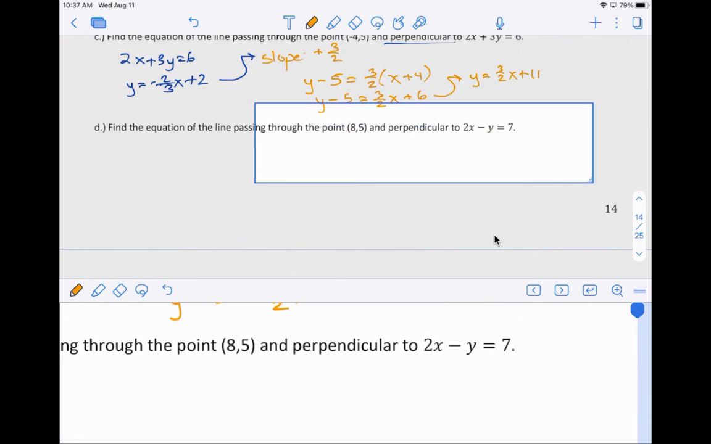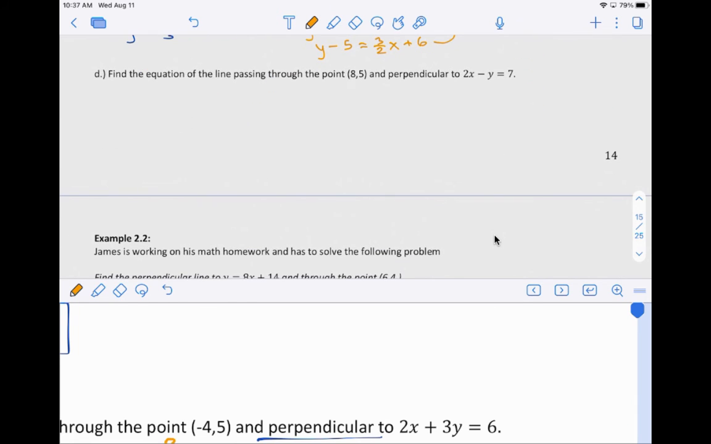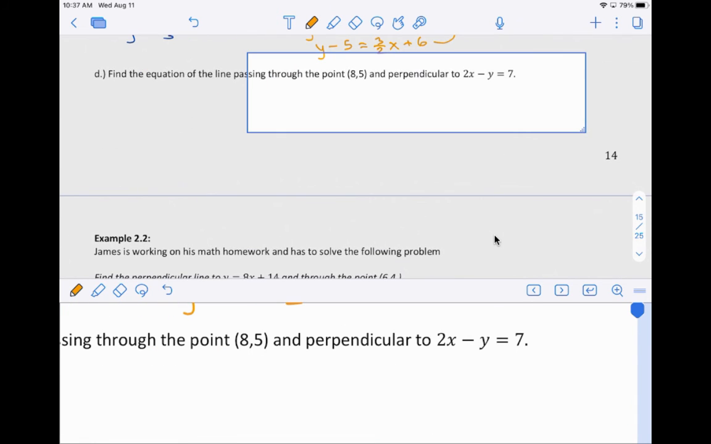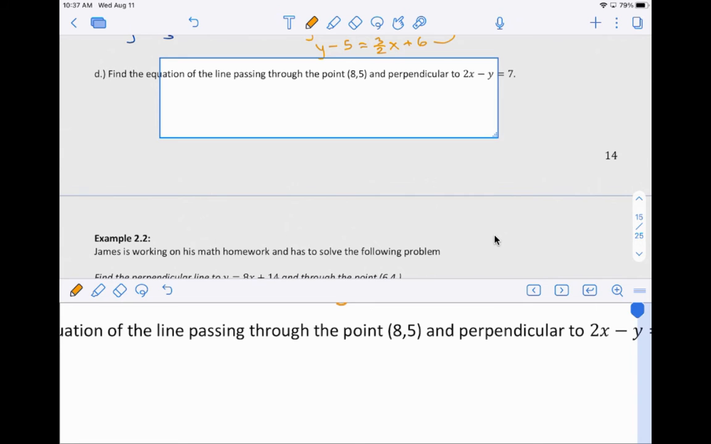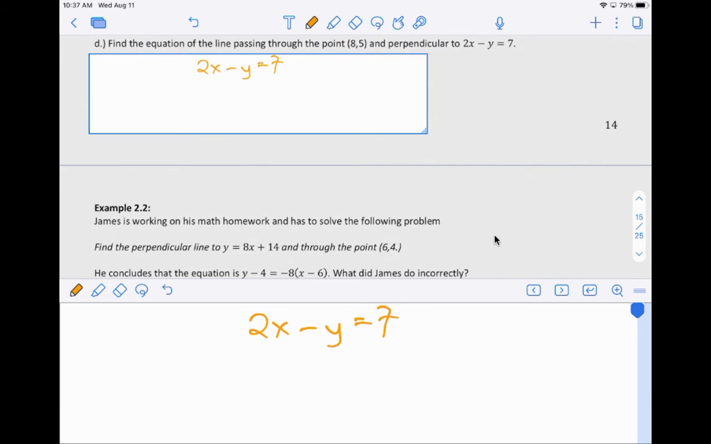Try this last one on your own. You're given a very similar situation. It's even in standard form again, so we'll go through the same routine. I recommend you pause the video and try it. Okay, so 2x minus y equals 7. You can rearrange that. Again, standard form's not bad. It's just not applicable a lot to perpendicular and parallel because we're dealing with slope, right? Standard form is great for x and y intercepts.